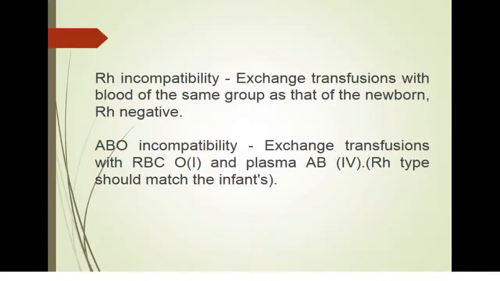In rhesus incompatibility, exchange transfusion with blood of the same group as that of the newborn, rhesus negative. In ABO incompatibility, exchange transfusion with red blood cells O and plasma AB. Rhesus type should match the infant's.